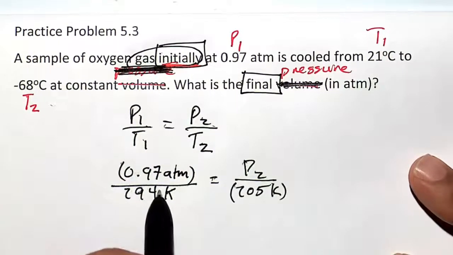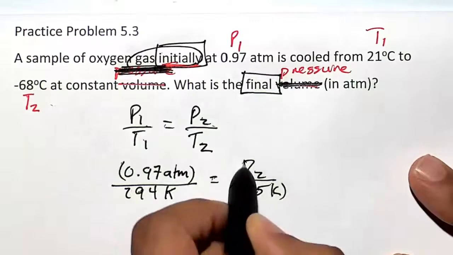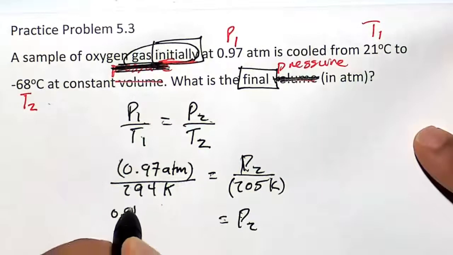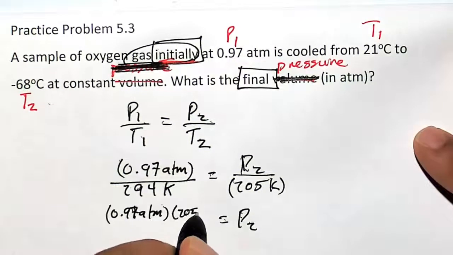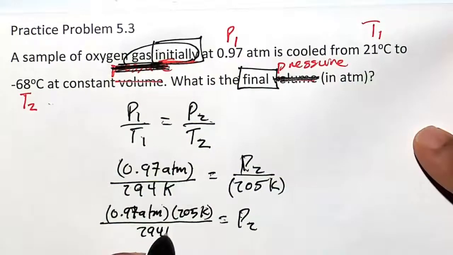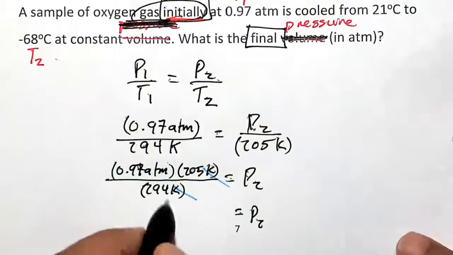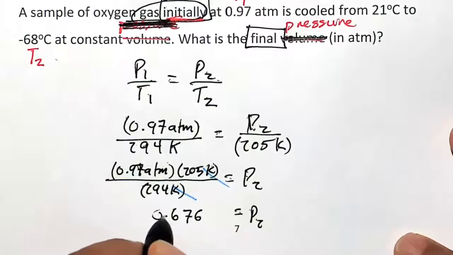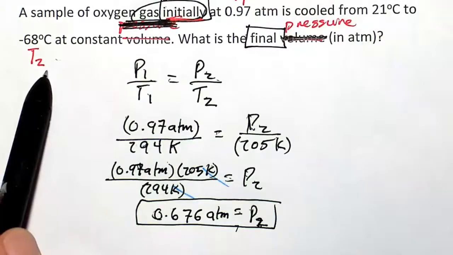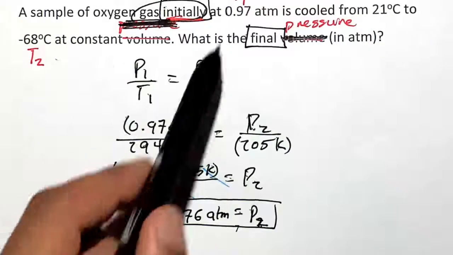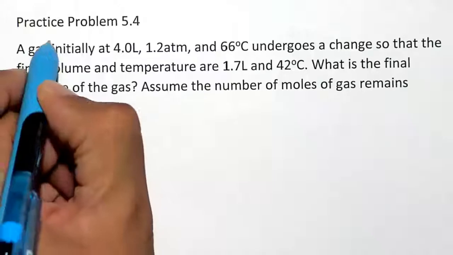In cross multiplication, we can solve for P2. P2 is going to equal 0.97 atmospheres times 205 Kelvin, divided by 294 Kelvin. Kelvin cancel, and P2 is going to be 0.676 atmospheres. When the temperature goes down, what happens to the pressure? It also goes down. Problem number 4 talks about a gas that's initially, there's that buzzword again, initially.